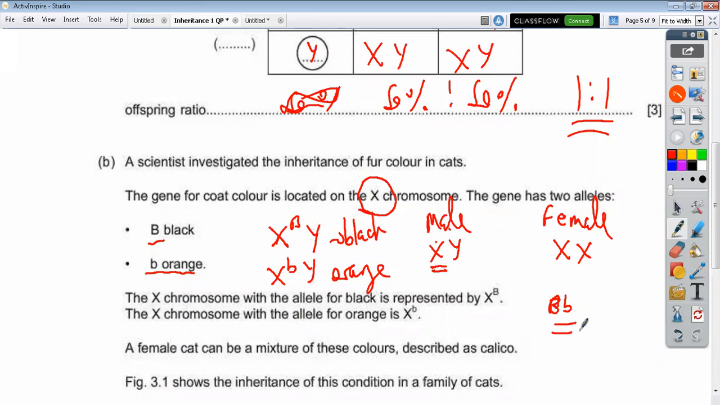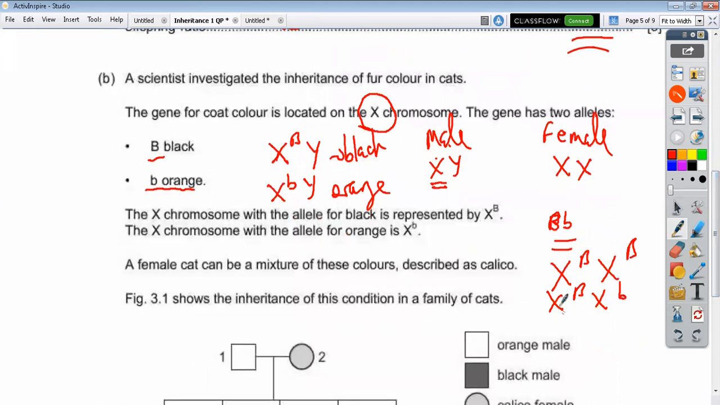So it's only the female where we can have a heterozygous, because we can have X^B X^B, X^b X^b, or X^B X^b. It's the same with all sex-linked questions like this. Clear? Are we together there? That's what I wanted to show you. Is that making sense? Okay. Now let's look at the pedigree diagram. At least now I have explained that.